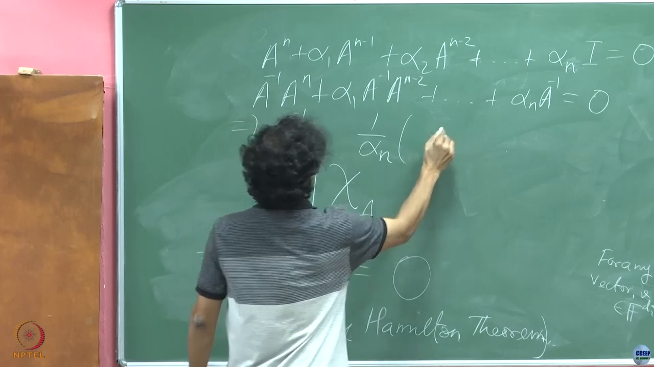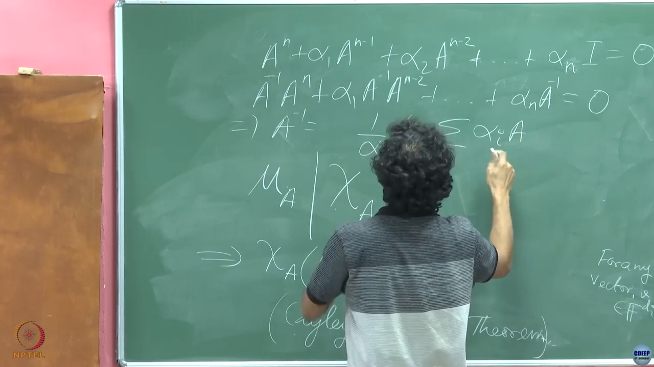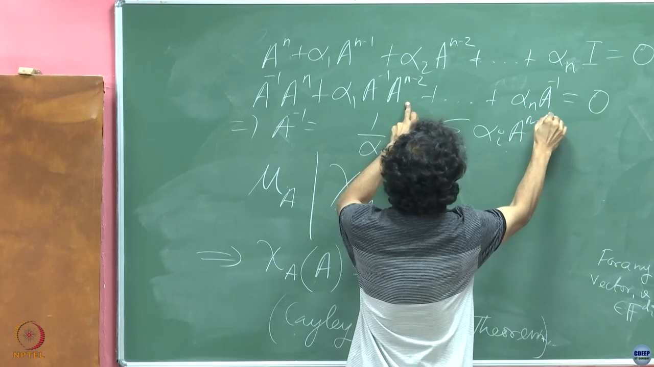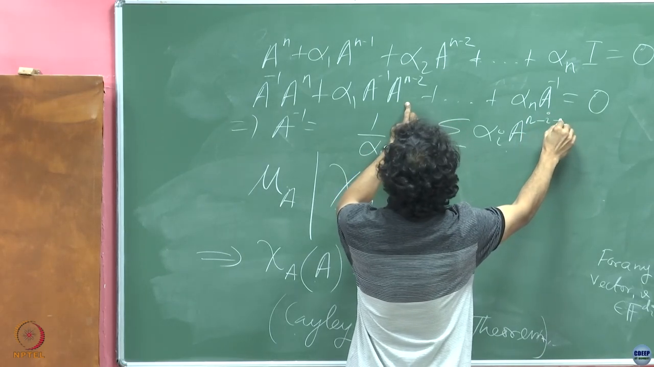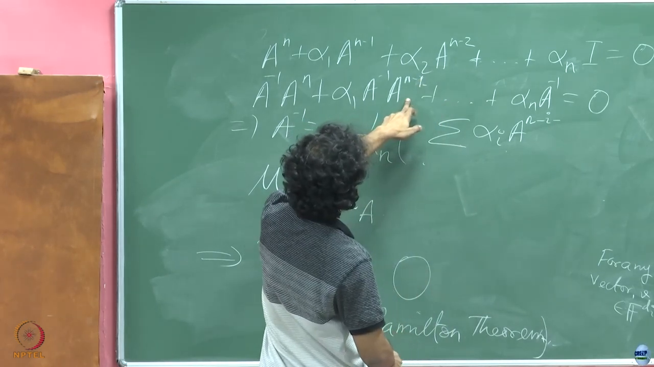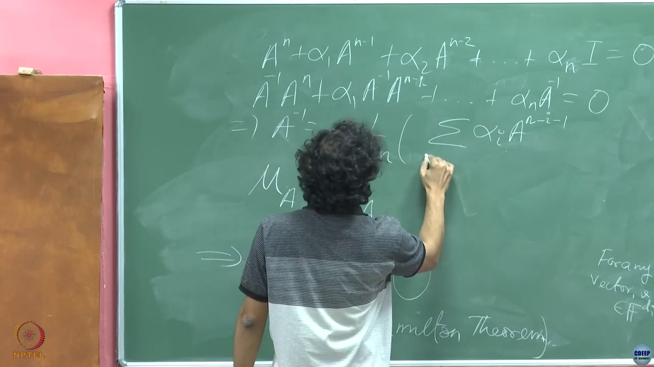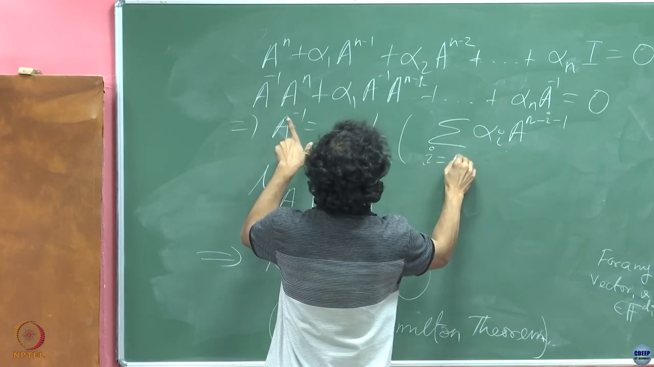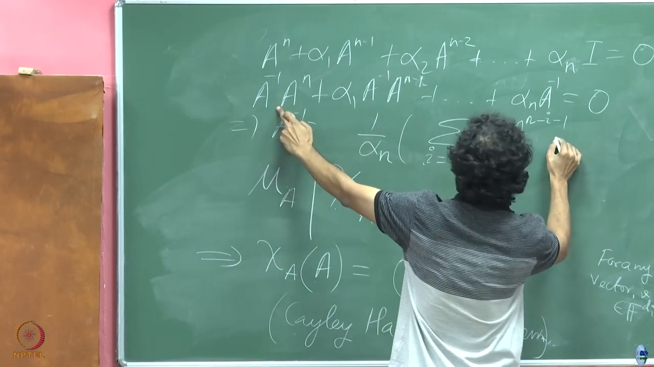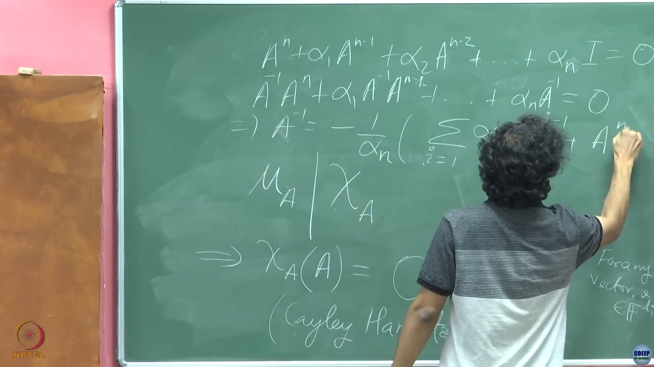right, times summation alpha i A to the n minus i minus, this is n minus 1, yeah, sorry. Yeah, that's right. n minus i minus 1. Right? i going from 1. Okay, the last fellow will actually remain, so there has to be a minus sign here, plus A to the n minus 1.